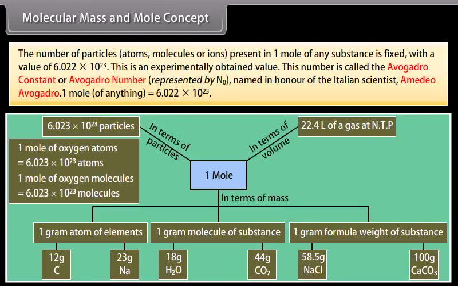6.022 into 10 raised to the power 23. This is an experimentally obtained value. This number is called the Avogadro constant or Avogadro number, represented by N0, named in honor of the Italian scientist Amedeo Avogadro. 1 mole of anything is equal to 6.022 into 10 raised to the power 23.